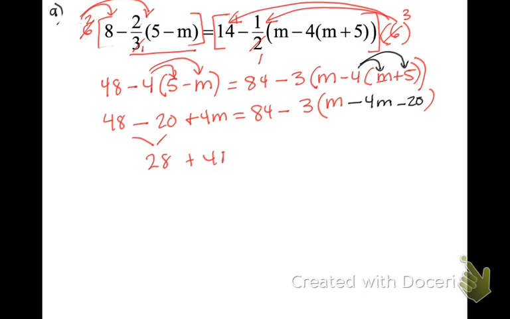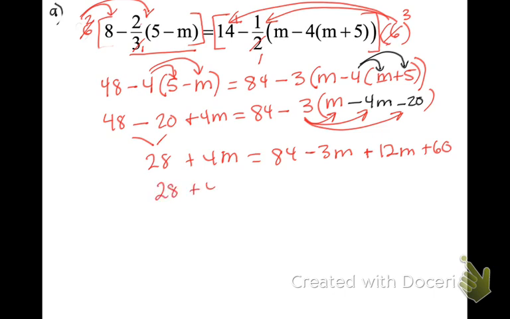Equals 84. I can't combine like terms until I finish the distributing here. Minus 3m plus negative times negative makes a positive plus 12m. And negative 3 times negative 20 is plus 60. Now, I've already combined like terms here. I can combine them here. So that makes a 9m. And 84 and 60 make plus 144.